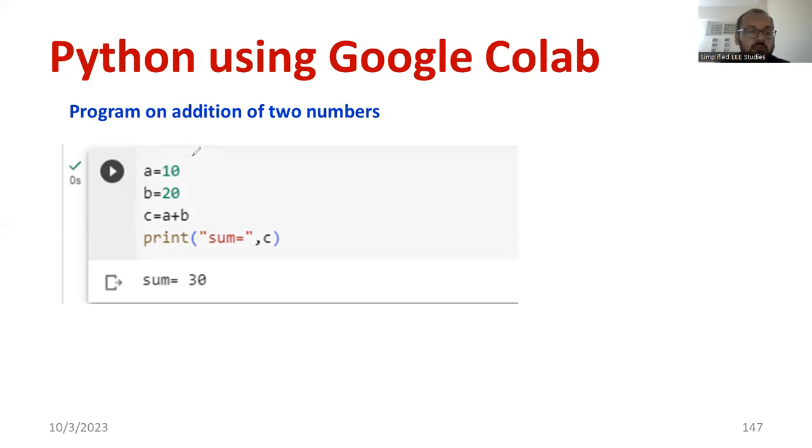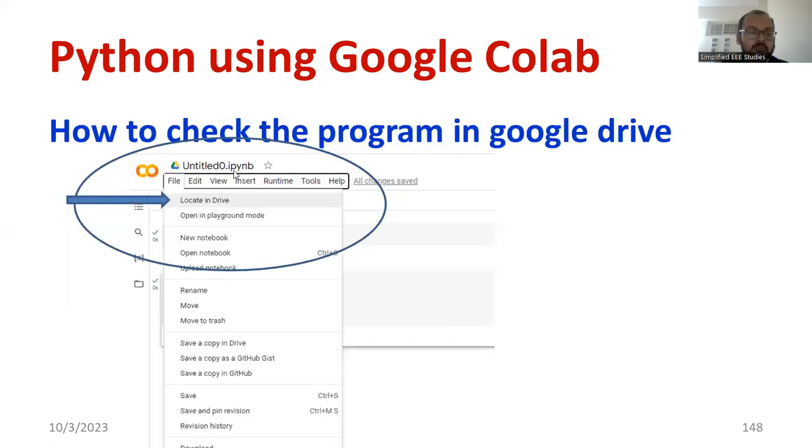Similarly, you can do the addition of two numbers. Let me check the addition of two numbers. Let me call A and B the variables. C is equal to A plus B. C is the third variable. Print sum is equal to C. I'll be getting the output as sum. After running, clicking on the run button, I'll be getting the output as 30. Okay, so you can try this program.